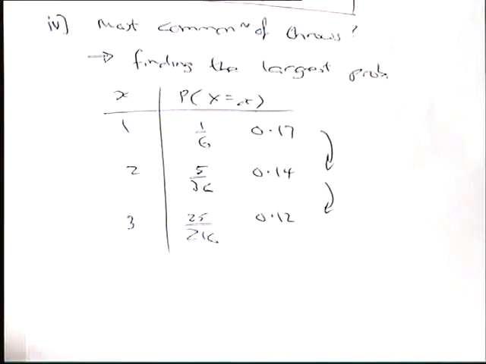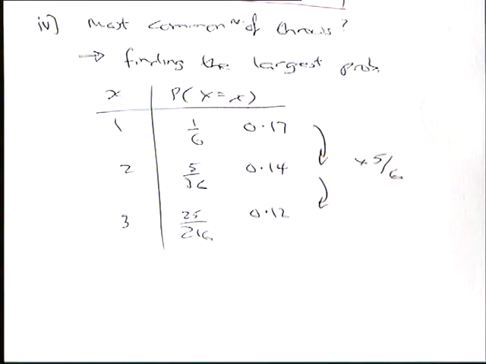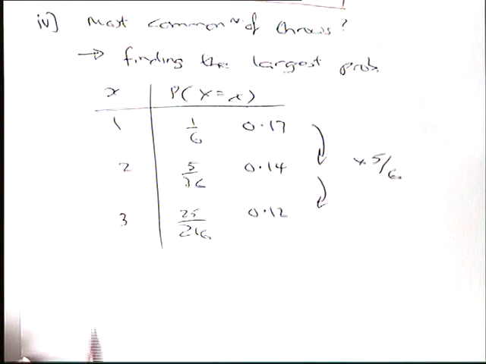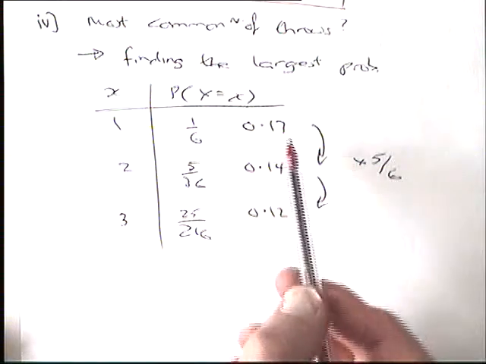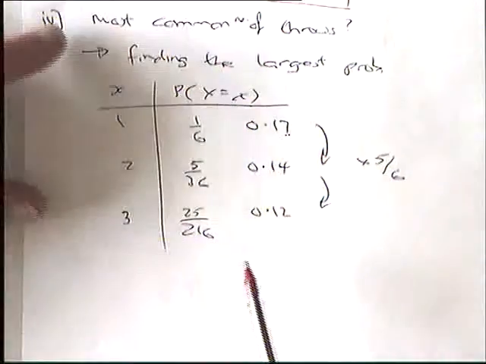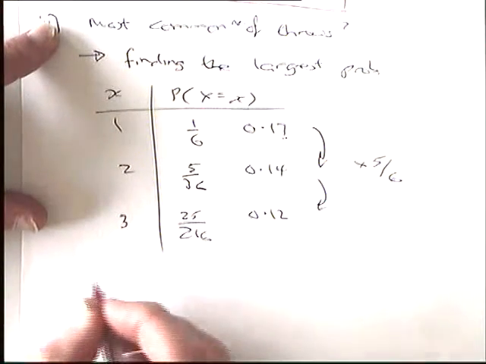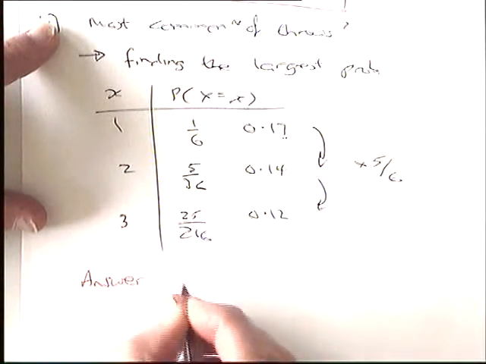Each time we are going down, we are timesing by 5/6, which is making it smaller. So the most common number of throws, the probability which is the largest, is 1. In any case of this, it's always going to be 1, because these numbers are always getting smaller as you go. So the most common number of throws, because it's a geometric, the answer is 1.